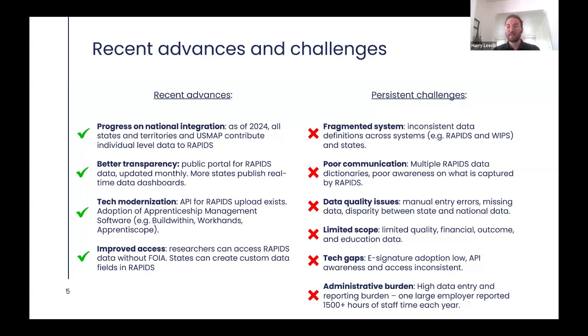I would caveat this, apprenticeship is a voluntary program. Almost all of this data is coming from employers. We can't just collect more information from employers to solve this.